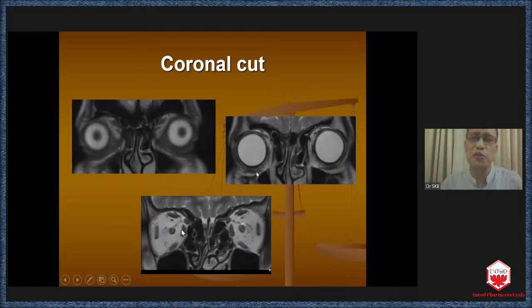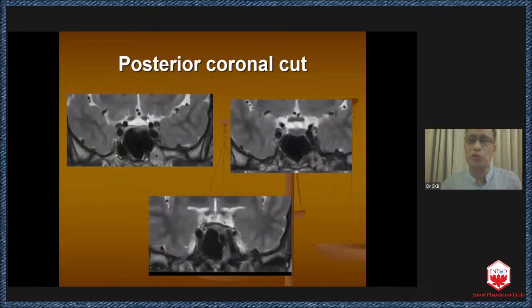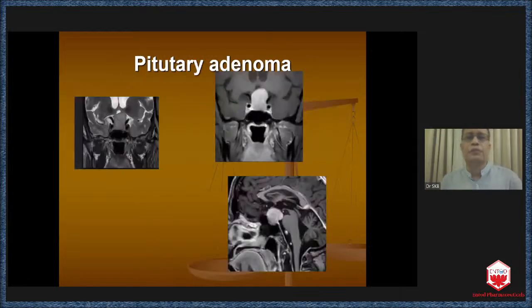If you go more posterior, you'll see the optic nerve, and the ending of the tendons of the muscles. Then if you go slightly more posterior, you'll see the cavernous sinus. On the wall of this cavernous sinus, you'll see the third and fourth nerves, and branches of the trigeminal nerve can be seen on the lateral wall of the cavernous sinus.